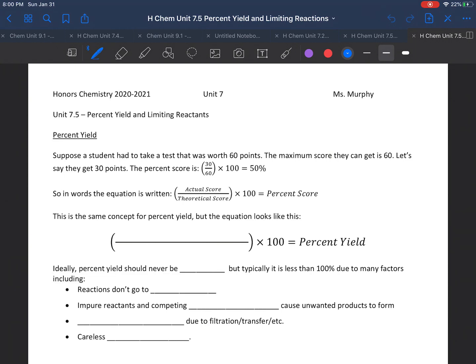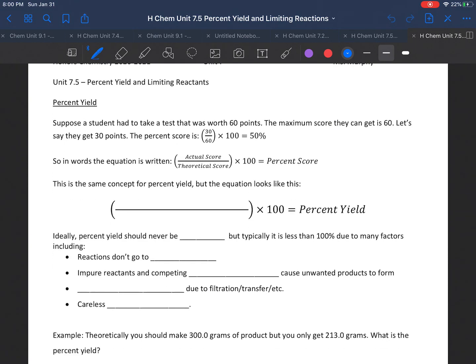An easy way to explain percent yield is to think about a test score. Suppose a student had to take a test worth 60 points, so the maximum they could get is 60. But let's say they didn't do so hot, got 30. Then their percent score is 30 over 60 times 100. If we think about how an equation would be written, it would be the actual score over the theoretical score times 100.